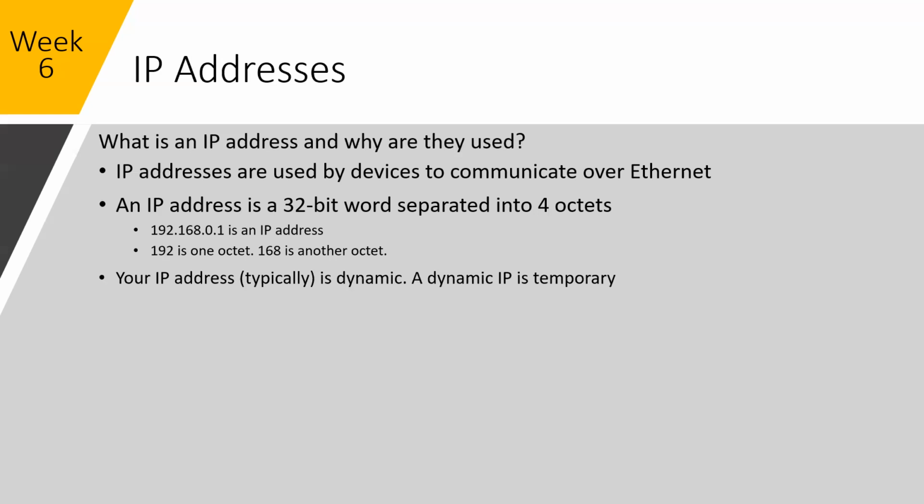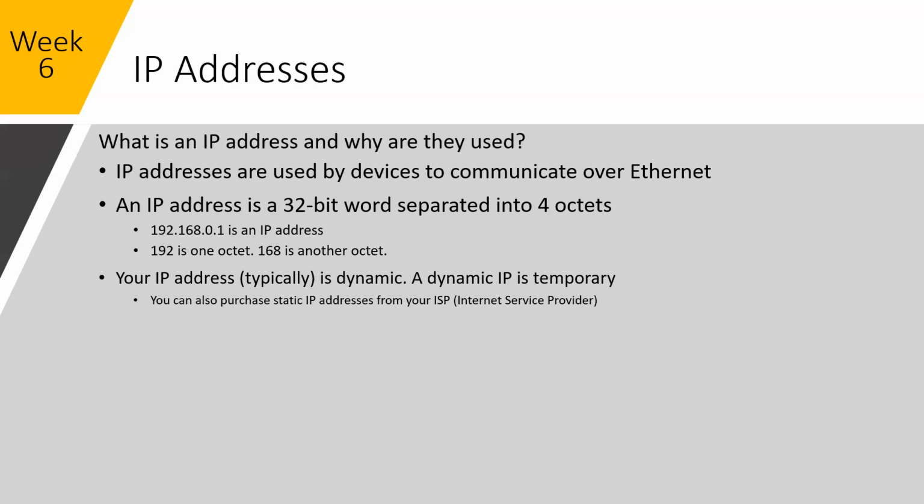Your IP addresses, especially for home, are typically dynamic. A dynamic IP address means that your IP address is temporary. When you plug your computer into your home router, it's going to assign your computer an address within a specific range. This is typically called DHCP, and I don't remember the acronym for that at the moment, and I apologize, it's not on this slide.